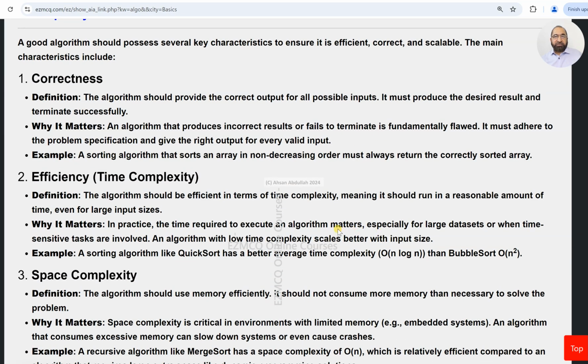And it matters for the large data sets. For example, if it's like order n log n, that is acceptable time complexity for large data sets. If the data set is a small one, a medium size, even smaller, then we are happy with bubble sort also, which is quadratic. So the time required to execute matters a lot.